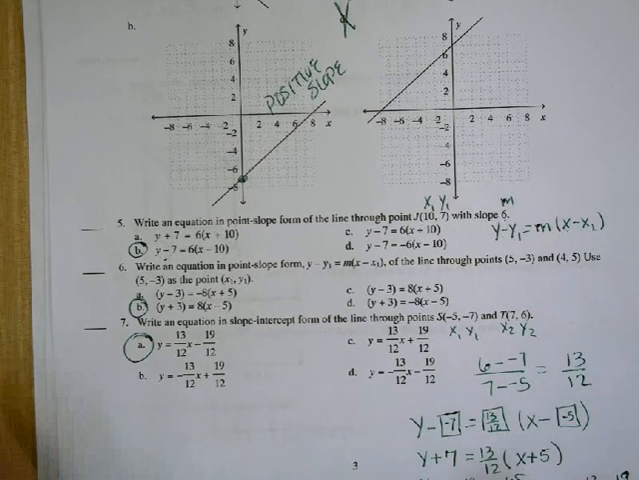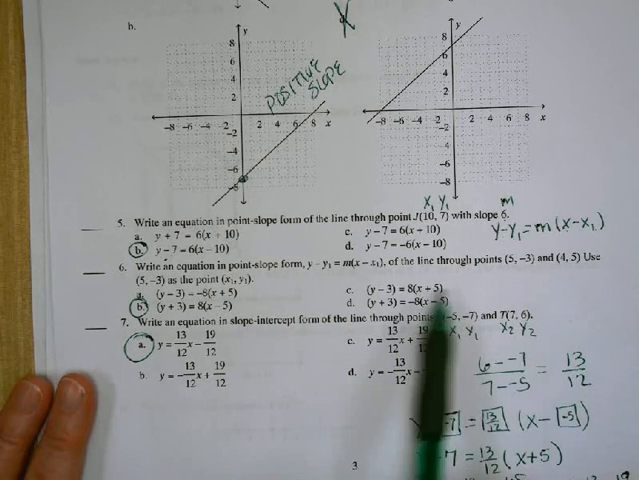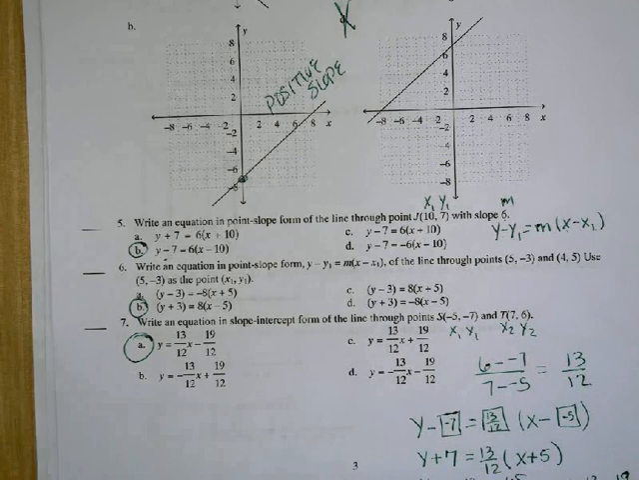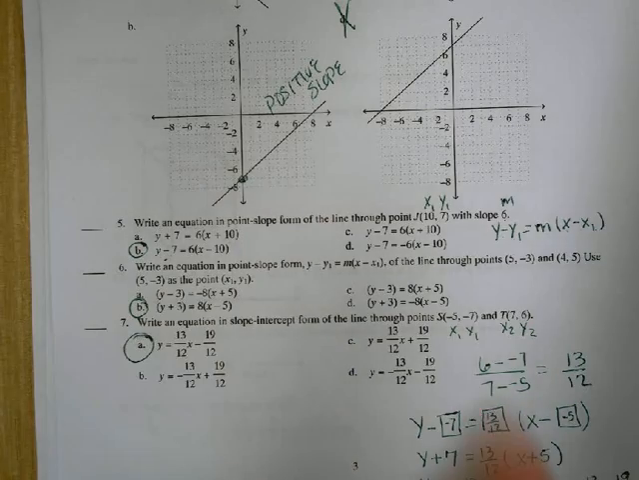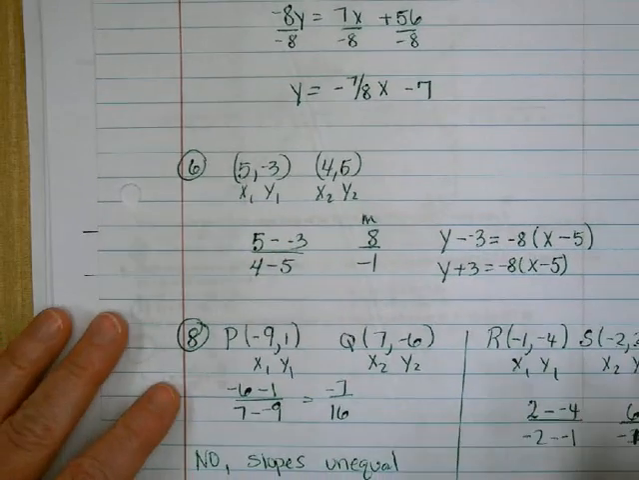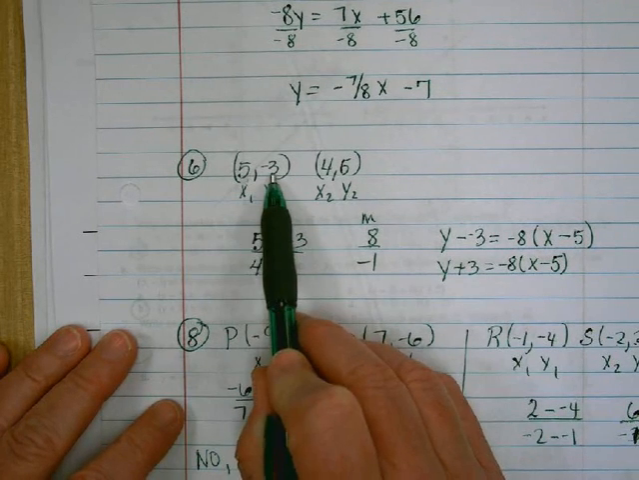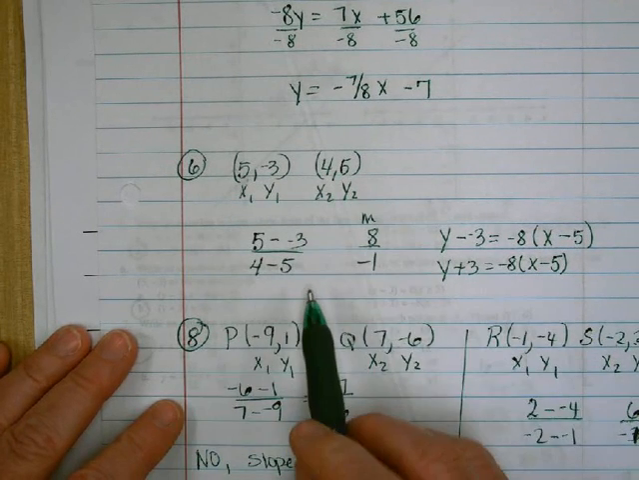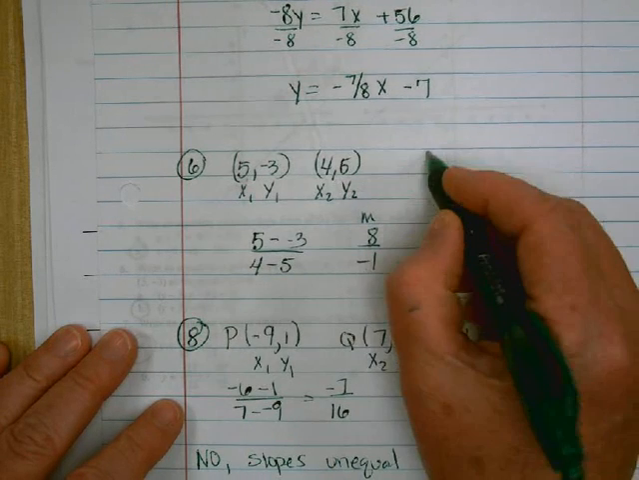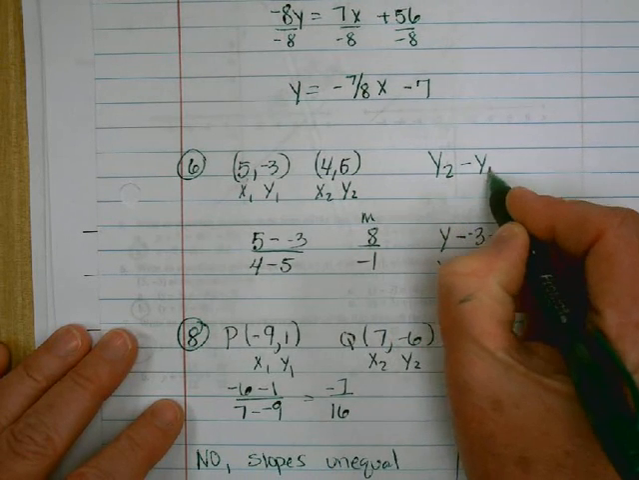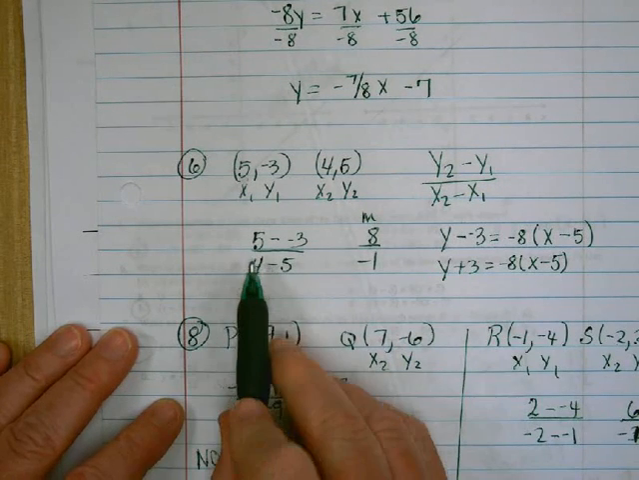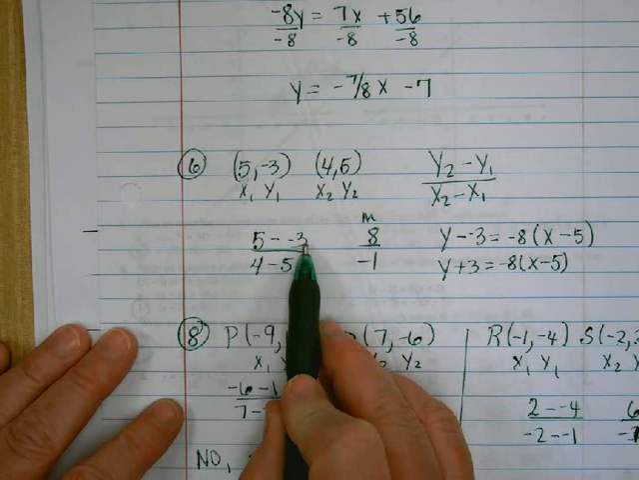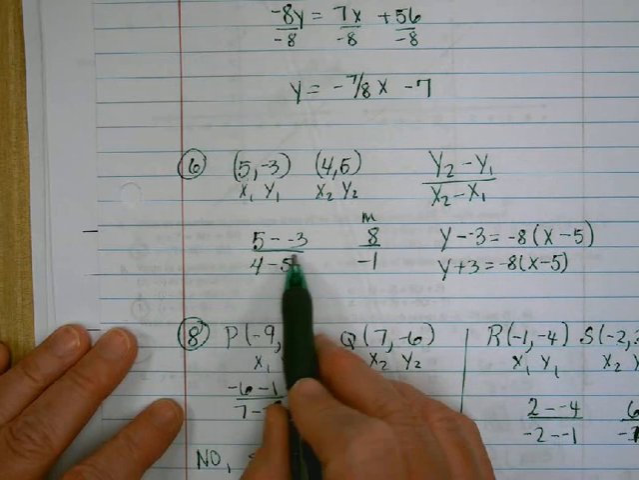Number 6, write an equation in point-slope form given these points. So the first thing we're going to have to do on number 6 is find the slope. And I've worked that one out for us right here. We're going to have 5, -3, 4, 5, and we're going to have to apply the slope formula, which is y sub 2 minus y sub 1 over x sub 2 minus x sub 1. So we have 5 minus -3 over 4 minus 5, which gives me 8 over -1.